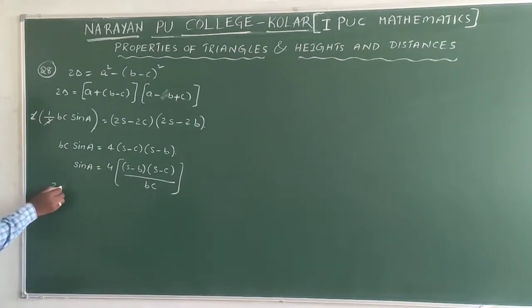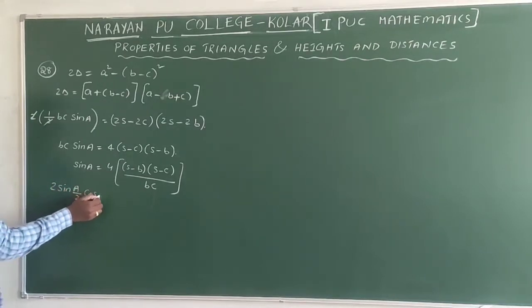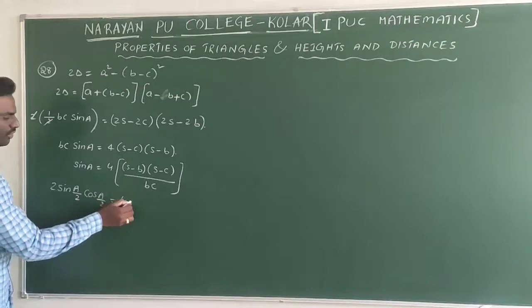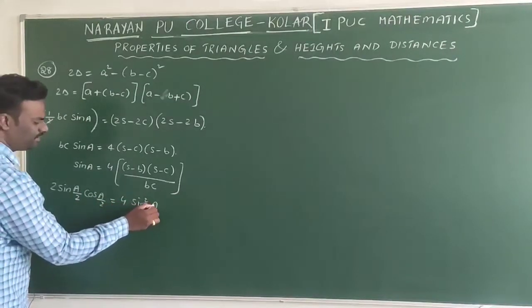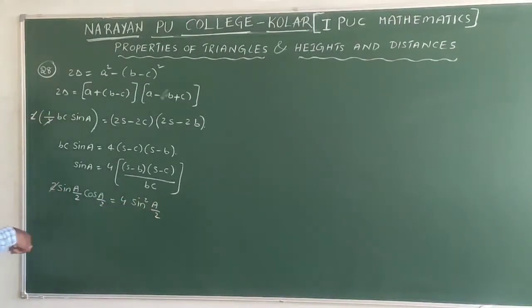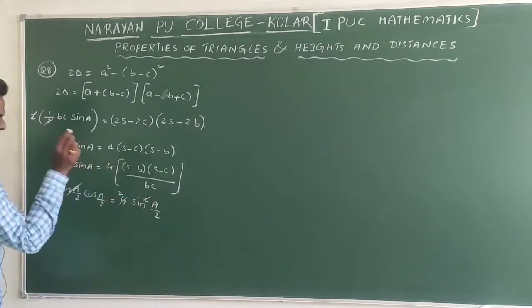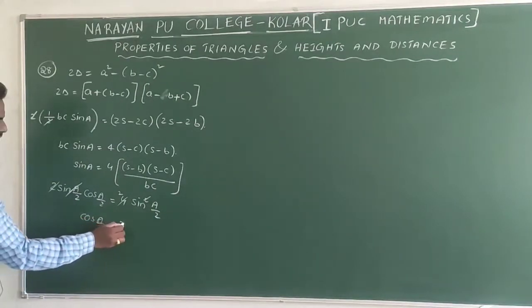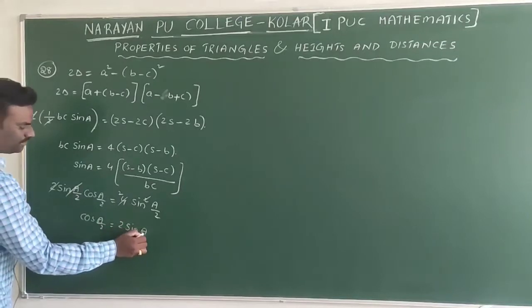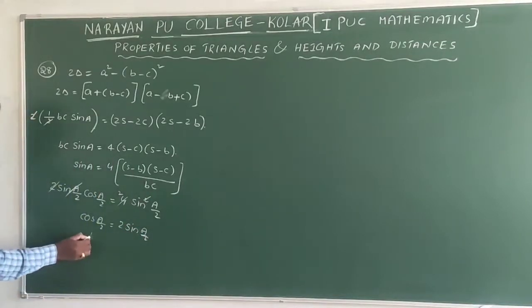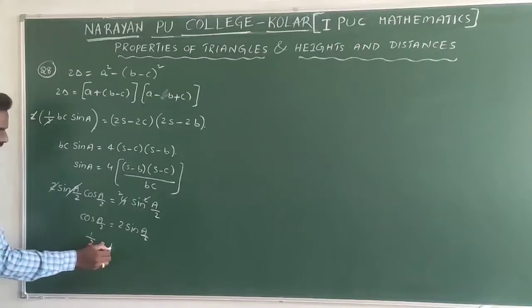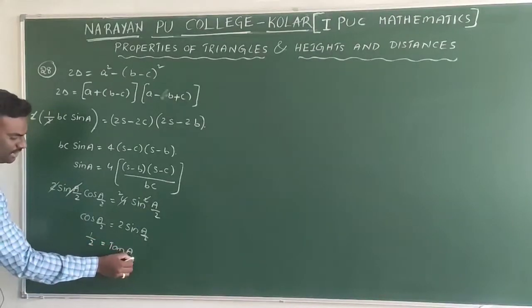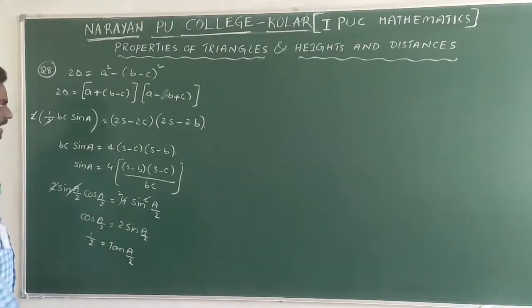Then on the left side I can write 2 sin A by 2 cos A by 2 is equal to 4 into sin square A by 2. The 2 and the 2 get cancelled, sin A by 2 gets cancelled. Now cos A by 2 is equal to 2 sin A by 2. Sending it to this side, 1 by 2 equals sin by cos, that is nothing but tan A by 2. Finally we got the tan A by 2 value.